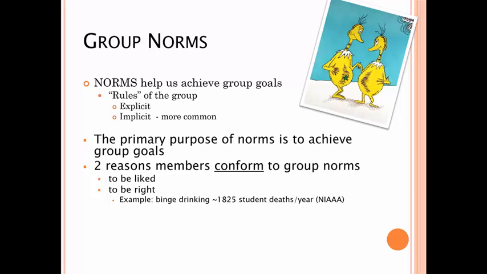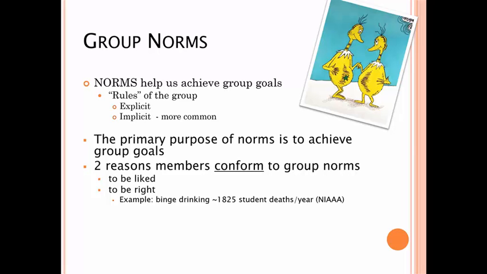The primary reason for norms is to try and achieve group goals, as I mentioned, but there are different reasons why people conform to group norms. The 2 main reasons are to be liked and to be right. So when people are the ones who don't want to go by group rules, they're the ones who become outsiders. They're the ones who are labeled as wrong by the rest of the group.